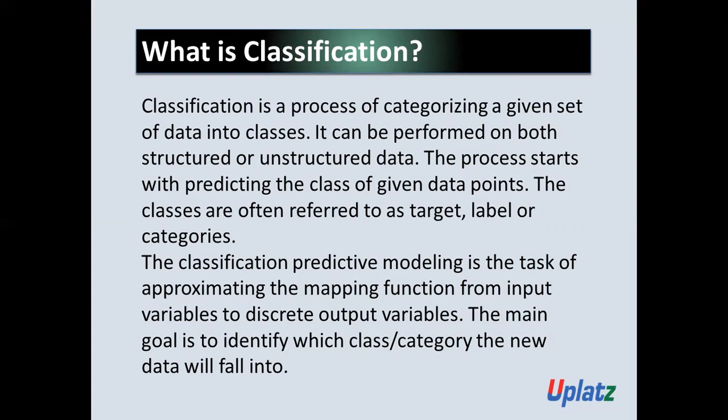So classification is a process of categorizing the given set of data into classes. It can be performed on both structured or unstructured data. The process starts with predicting the class of a given data point. The classes are often referred to as the target, label, or categories. The main goal of classification is to identify which class or category the new data will fall into.